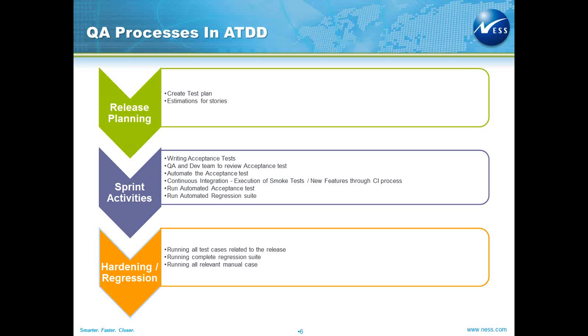As you have already planned in your release planning phase, the same regression suite can be run, and all relevant manual cases. So these are the different QA processes that need to be followed in different phases of acceptance test driven development.